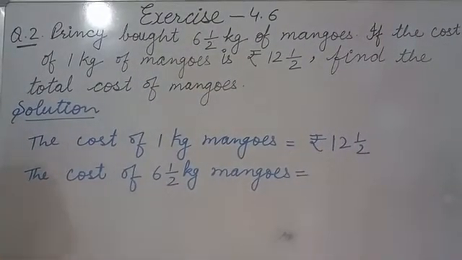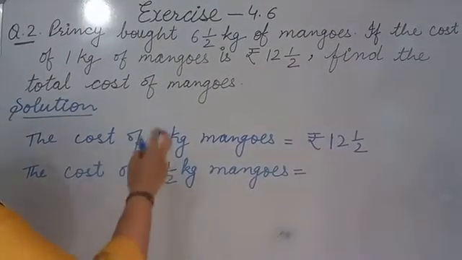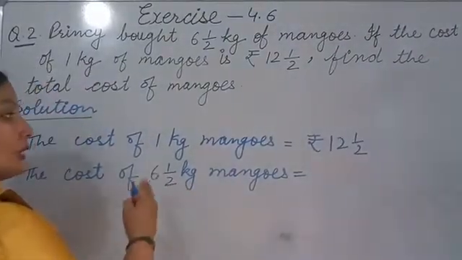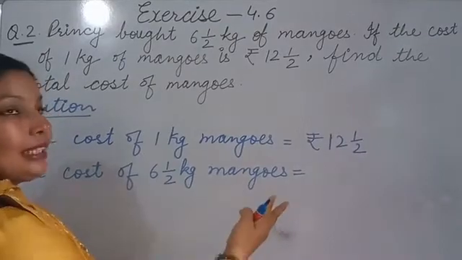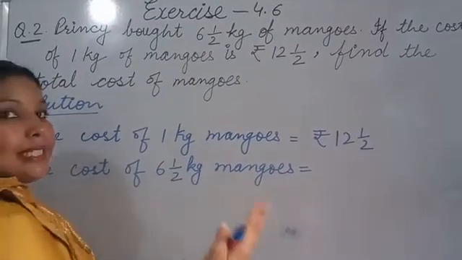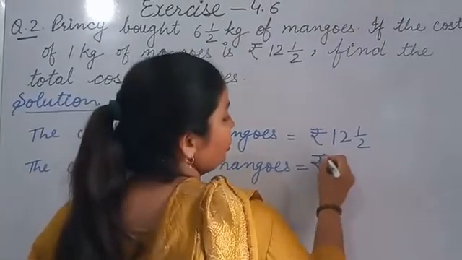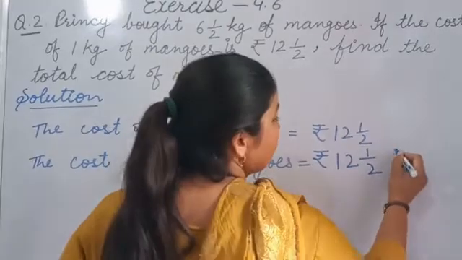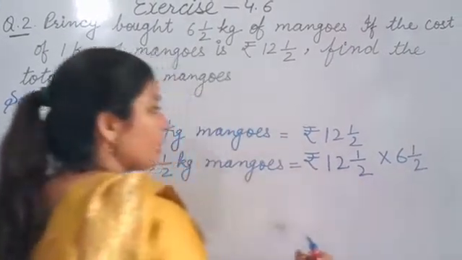For that we will do multiplication because we know the cost of 1 kg and we are finding more than 1. जब 1 kg आपका 12.5 में आ रहा है, so more than 1 means 2 kg multiply by 2, 3 kg multiply by 3, 6.5 kg multiply by 6.5. Okay, so rupees 12.5 multiply by 6.5. So now you can do multiplication.